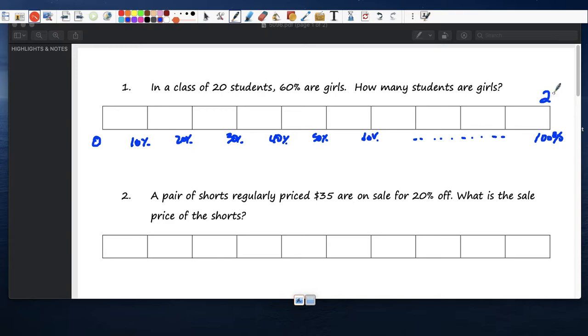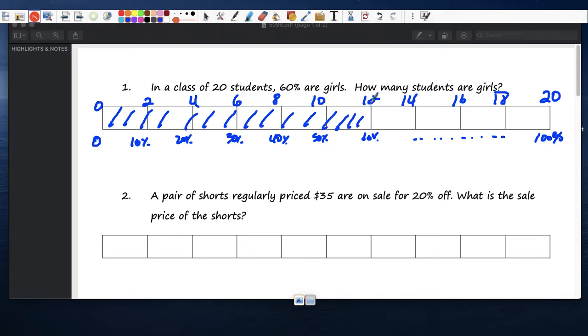How many girls in total? So 100% of the class is 20. What are we going to go by? We have 10 boxes, so 20 divided by 10 means we're going to go by 2. Each 10% is 2: 2, 4, 6, 8, 10, 12, 14, 16, 18, and 20. So 20 people in the class, 60% are girls. Let's shade 60%. How many girls? There's 12 girls.